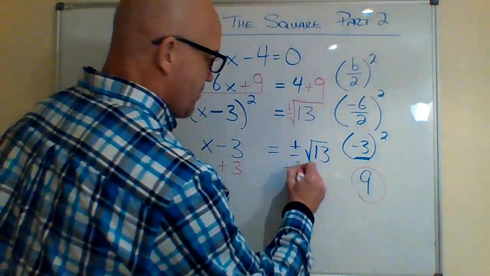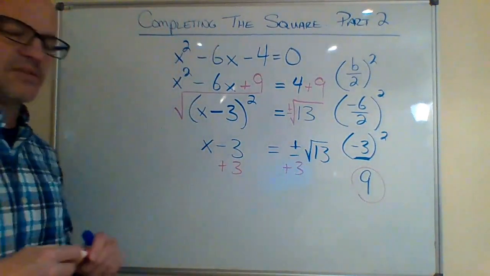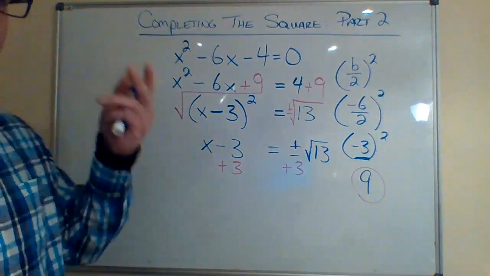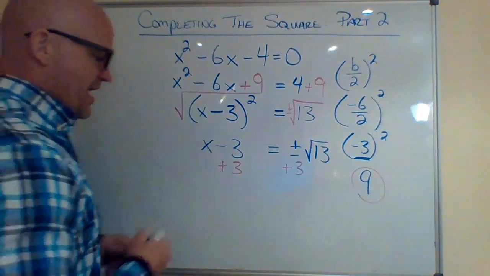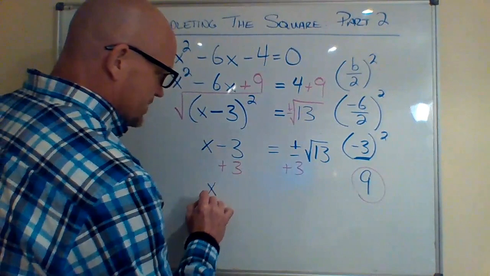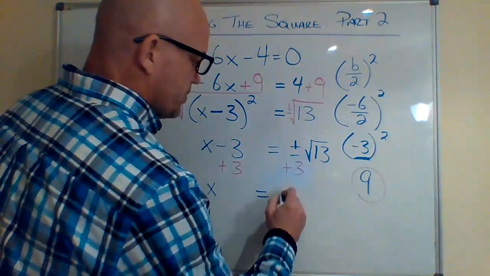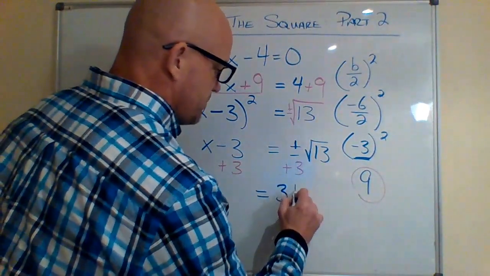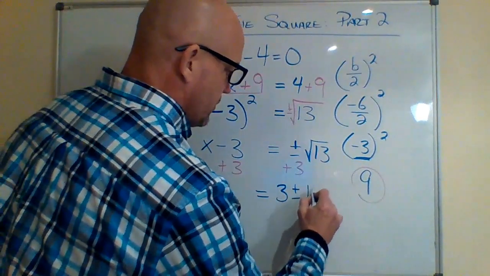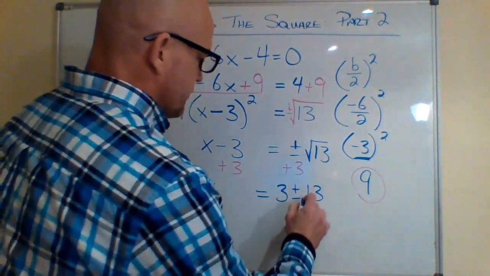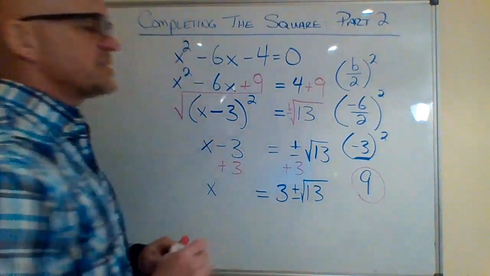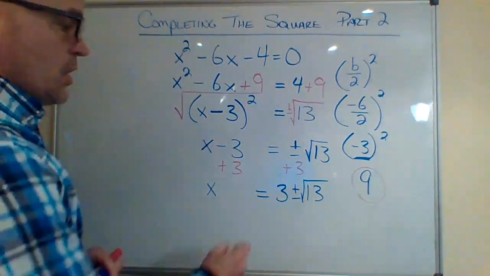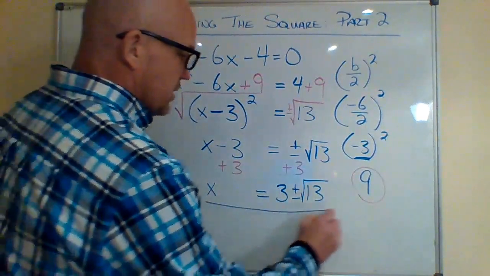Now, the only problem with that is if I try to add 3 to the square root of 13, I can't. So what I'm going to do is write that answer in this manner. X is going to equal, we're going to put 3 out front and write it as 3 positive or negative root 13. So this is actually 2 answers.